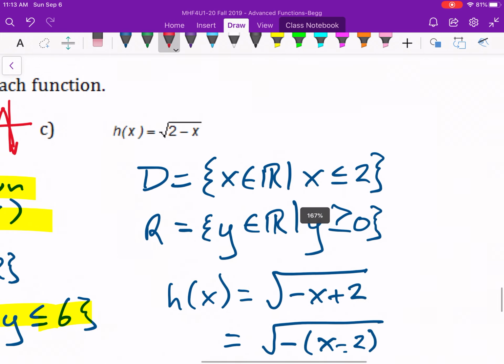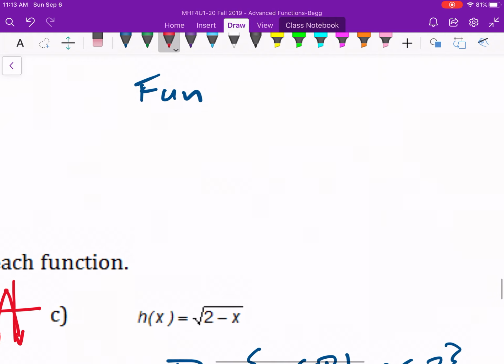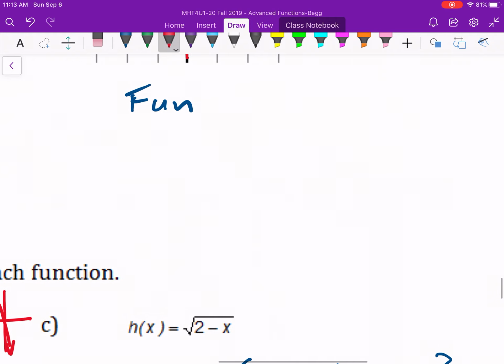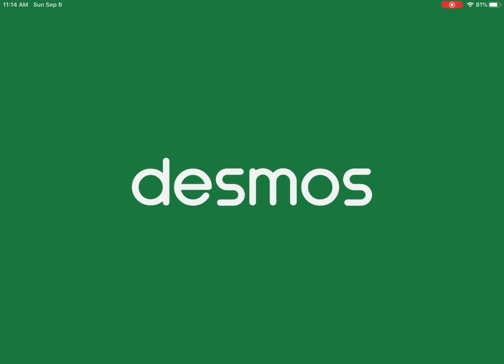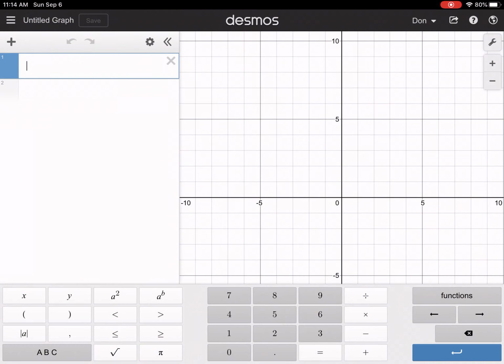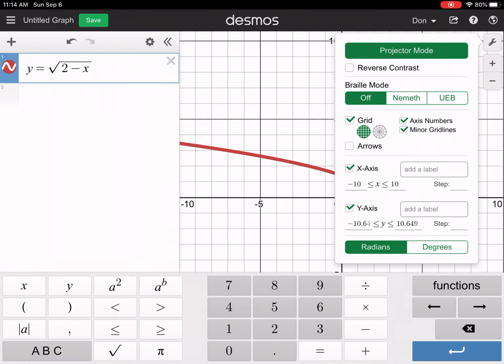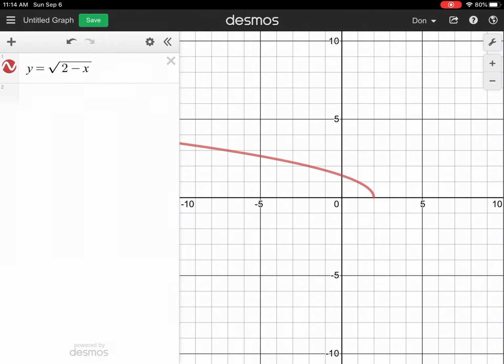The last one, you might have a little trouble visualizing this one. So I'd say in this case, draw the graph, go to Desmos. Remember we reviewed that? So in Desmos, we go square root of 2 minus x. There's various ways of doing it, but I think that this is the quickest for us. y equals square root 2 minus x. Okay, this is what the graph looks like.